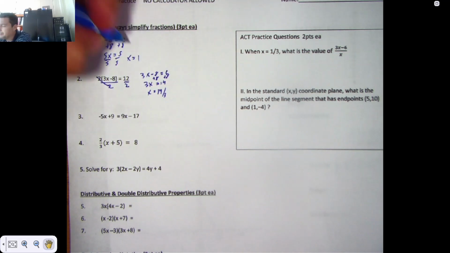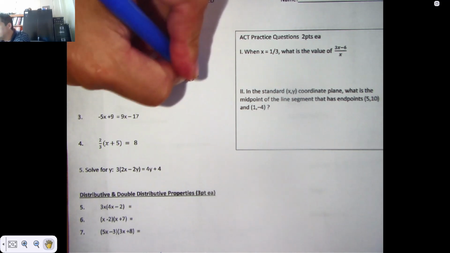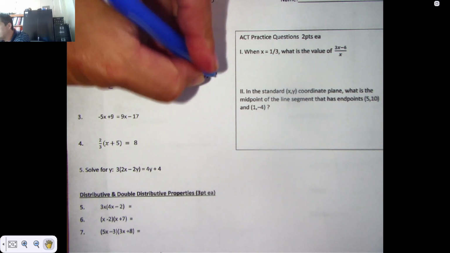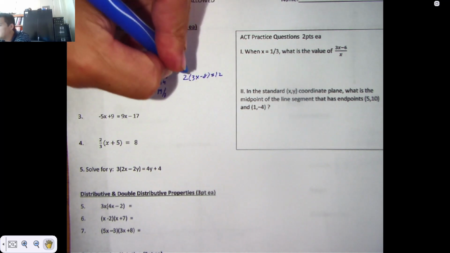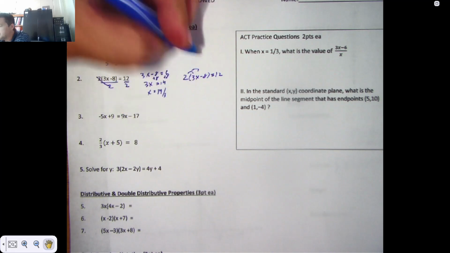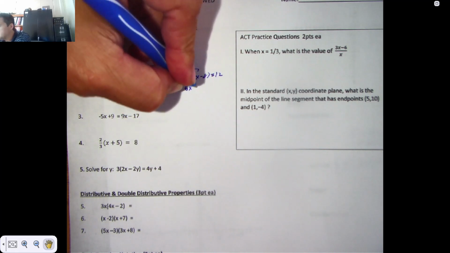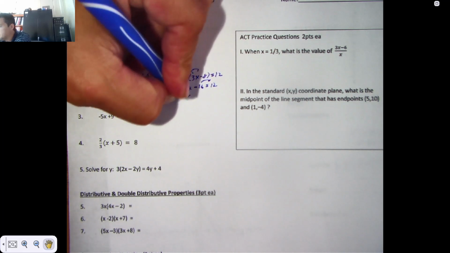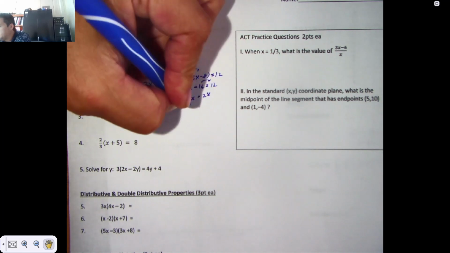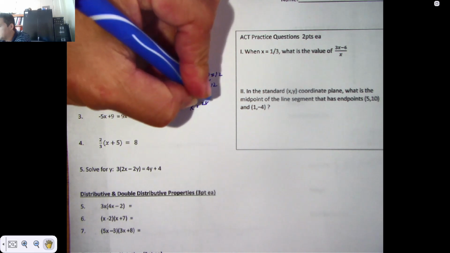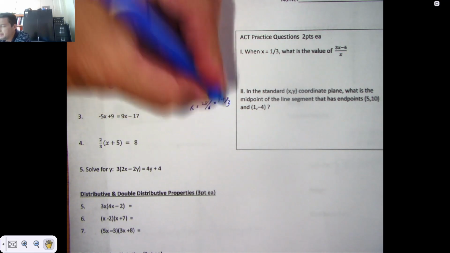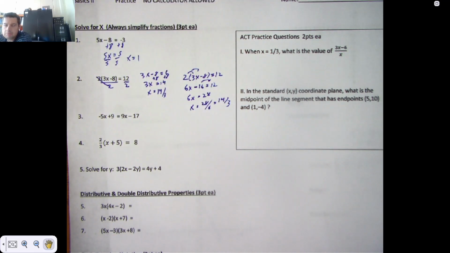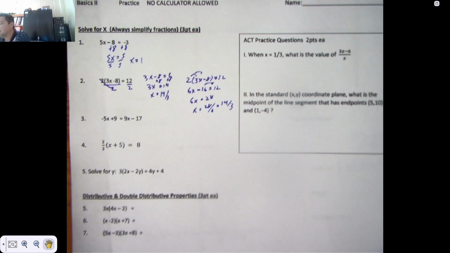The safer bet, and I guarantee you when you had Buckley, she always taught you the safer route, not necessarily the shortest route. But the safer route is to distribute. 2 times 3x is 6x, 2 times negative 8 is negative 16. And then we'll add 16 to both sides, we'll get our 28. We'll divide by that 6 and we'll reduce, and you get the same answer either way. It's up to you what you do.